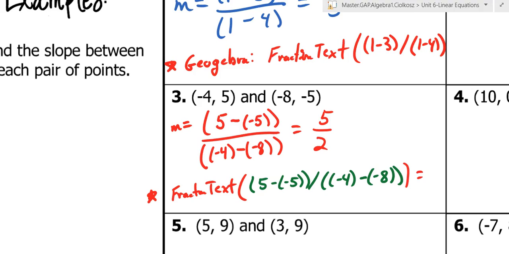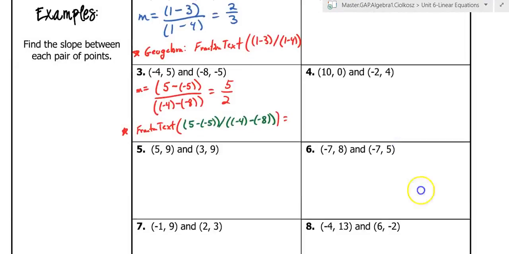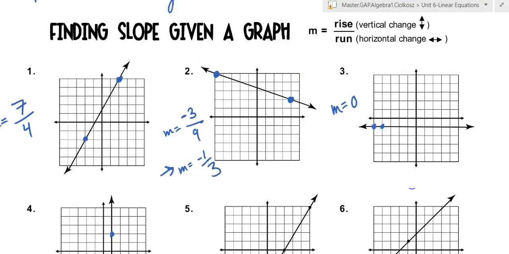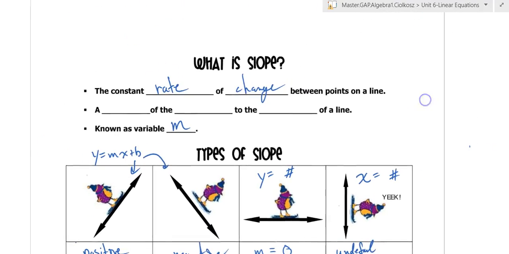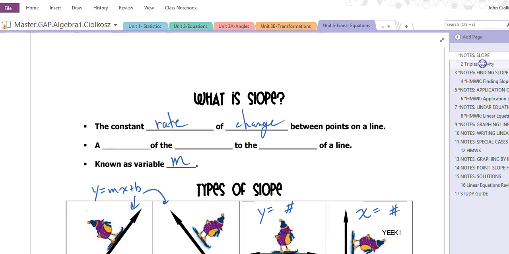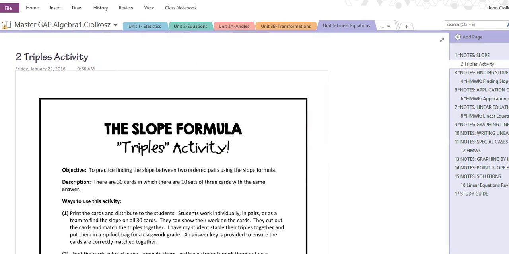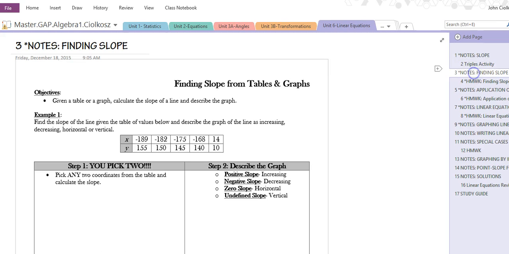GeoGebra will also tell you if you get an undefined slope or a slope of 0. The rest of these problems on this page are part of your practice. At this time, go ahead and complete the rest of these problems now. Once you've done that, move on to 2. You know what? We can go ahead and skip 2. On your timeline, it says all problems on notes 1. I do want you to make sure you finish all those, but you don't need to worry about completing 2 at all. Once you complete 1, you can go ahead and move on to 3.